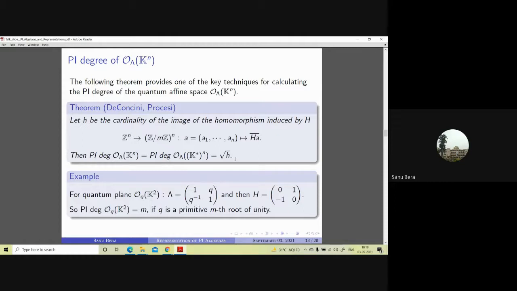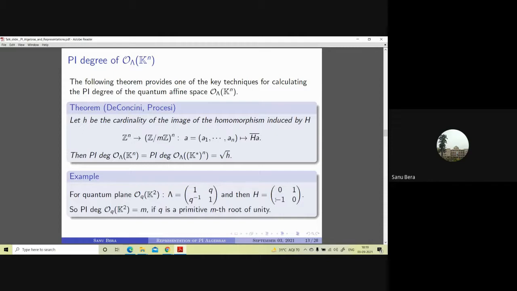For example, we take a quantum plane, which is the K-algebra generated by two variables x and y with the relation xy minus q yx equals 0. So lambda will be the matrix (1, q; q inverse, 1), and h will be the integral matrix of the powers of q. We can easily compute the cardinality of the image and take its square root.